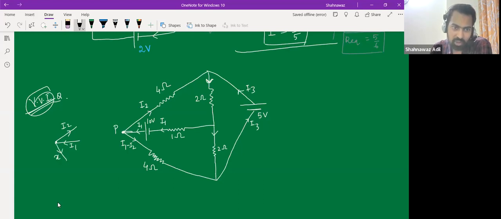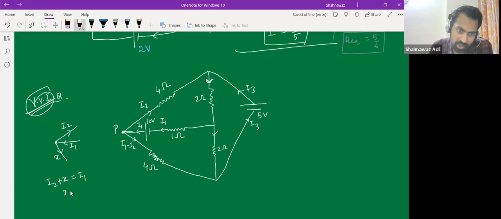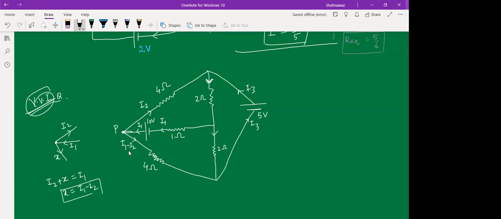So what can you say about the junction? The junction rule says that I2 plus X would be how much? I1. So X would be how much? This is what I have written, right? Clear?